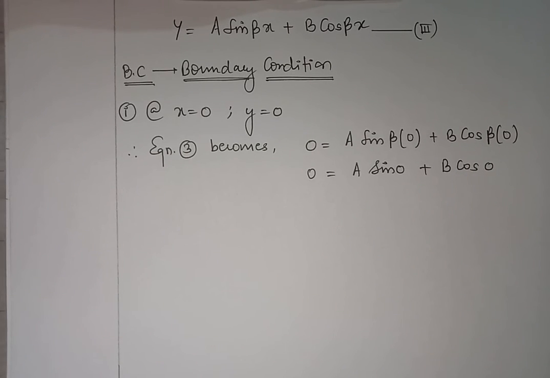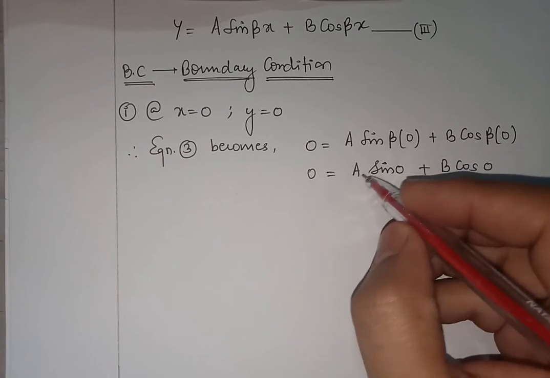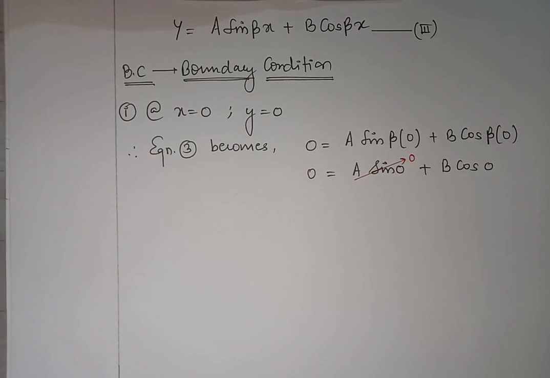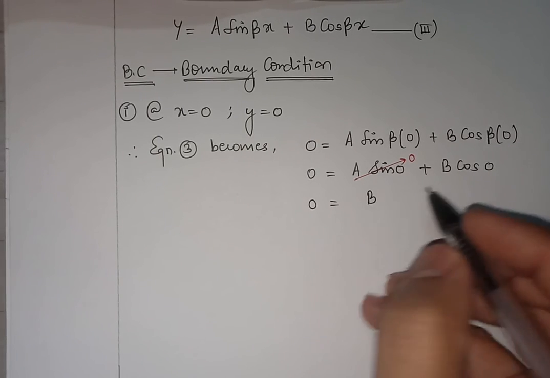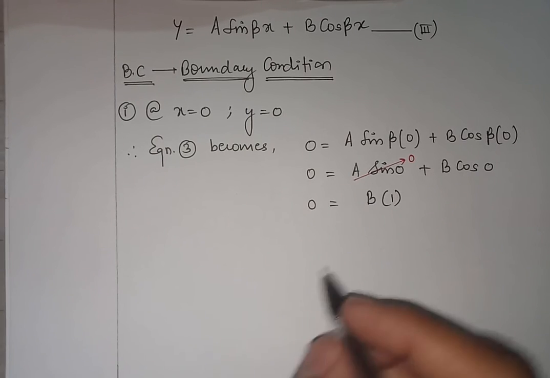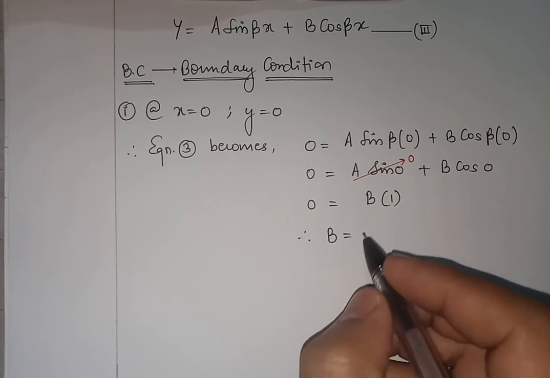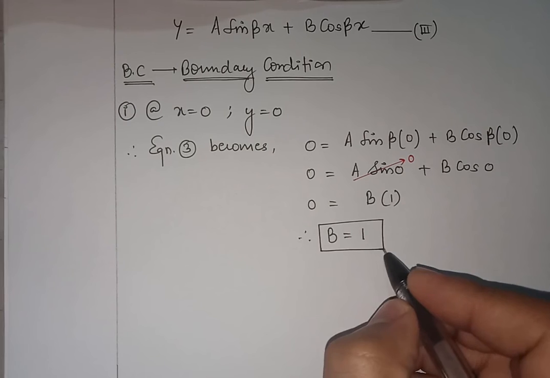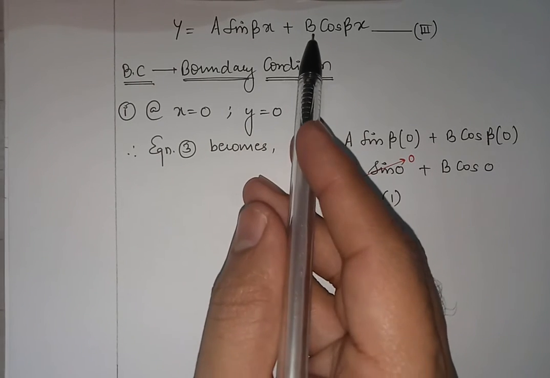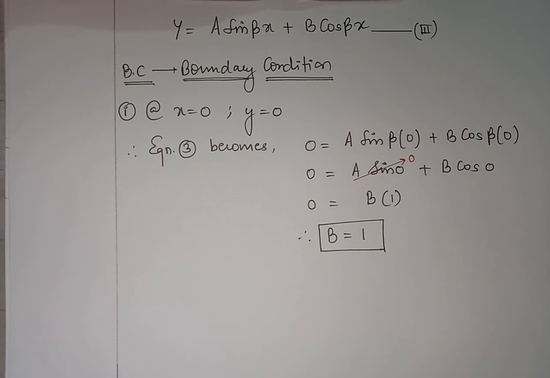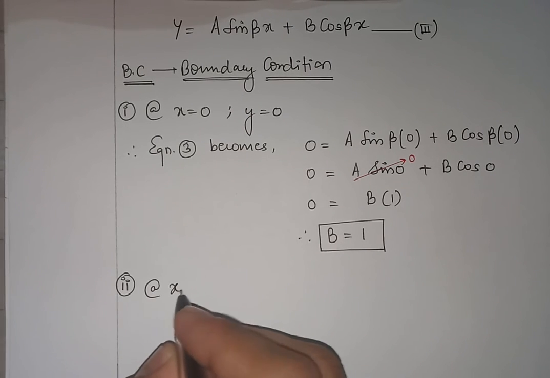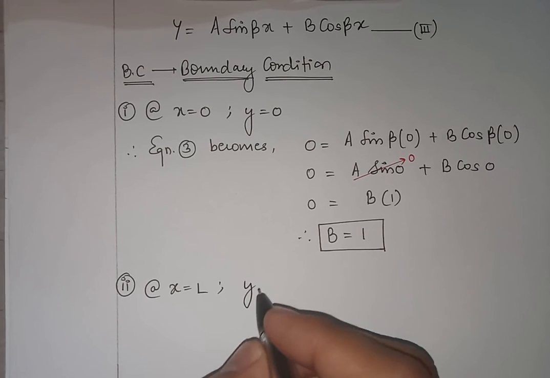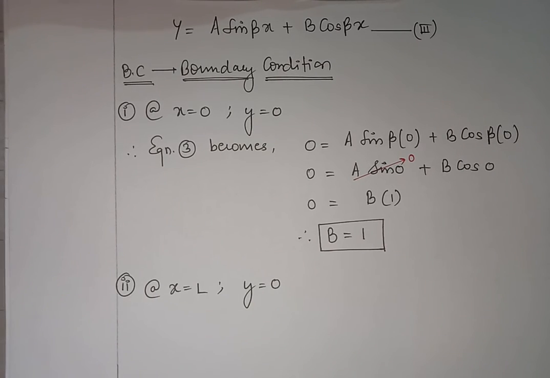Right? So what is the value of sin 0? The value of sin 0 is 0. Right? Sin 0 का value 0 है. So 0 is equal to b, cos 0 value is 1. So therefore b is equal to 1. Right? So the value of b in the general solution, I got it as 1. Now I'll be using the second boundary condition. What is the second boundary condition? At x is equal to L, y will once again be equal to 0.